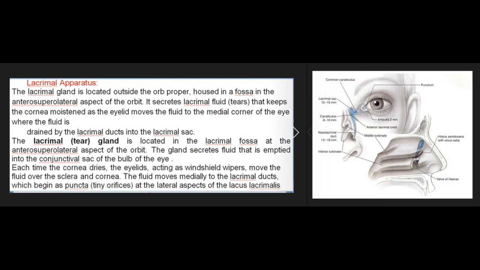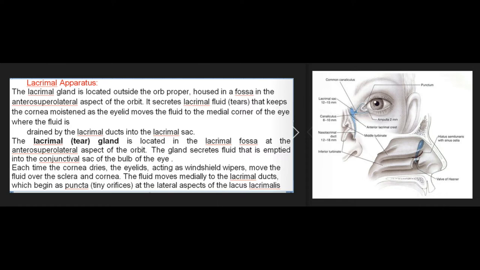Lacrimal apparatus. The lacrimal gland is located outside the orb proper, housed in a fossa in the anterosuprolateral aspect of the orbit. It secretes lacrimal fluid, tears, that keeps the cornea moistened as the eyelid moves the fluid to the medial corner of the eye where the fluid is drained by the lacrimal ducts into the lacrimal sac.